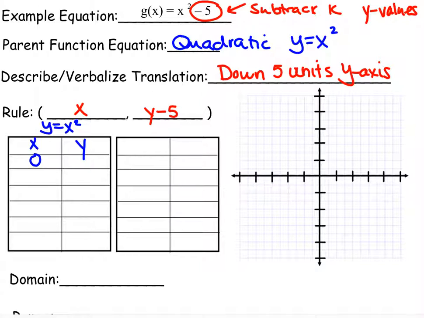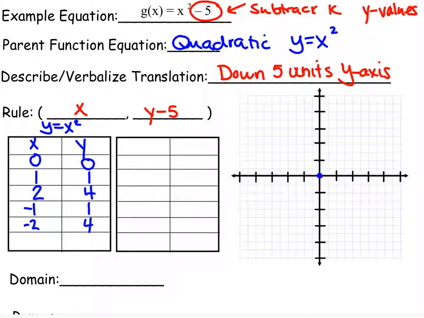So we substitute 0 in for x, and we get 0. Substitute 1 in for x, so 1 times 1 is 1. Substitute 2 in for x, 2 times 2 is 4. Now let's use a couple negative numbers, negative 1 and negative 2. So negative 1 times negative 1 is 1. Negative 2 times negative 2 is 4. So let's go up and graph that.